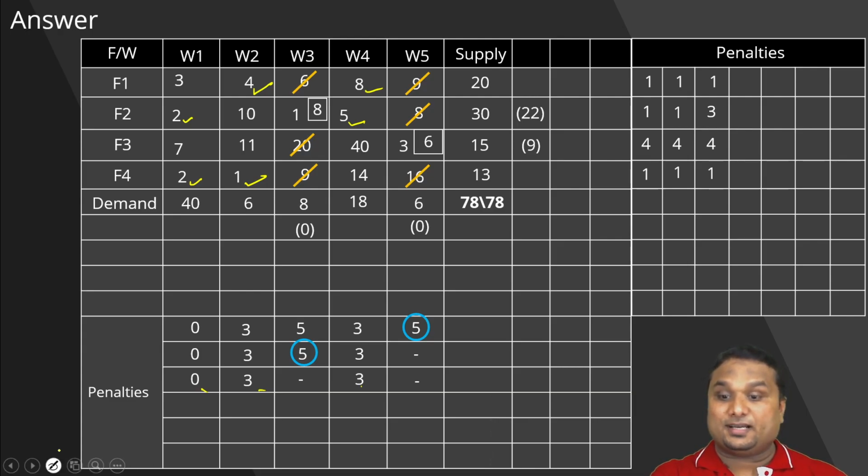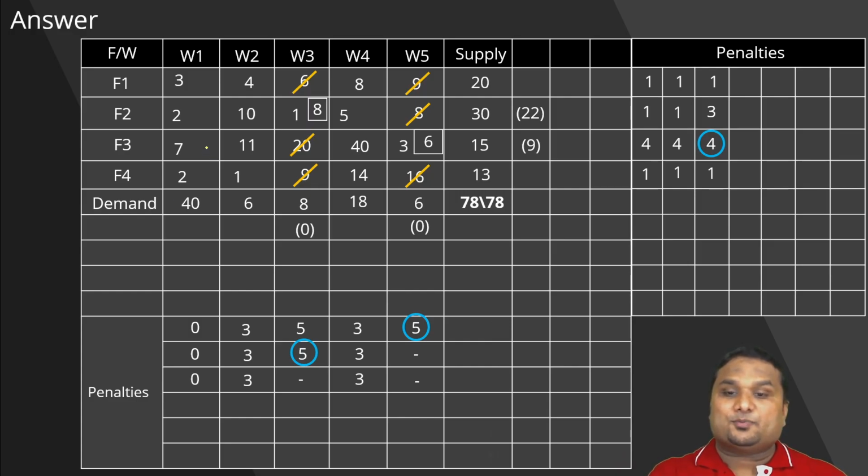So which is the more dangerous scenario? The more dangerous scenario is over here. The meaning is, if you are not able to transport at 7 rupees, then you have to transport at 11 rupees. So it is better to transport at 7 rupees. That is the meaning. Okay. Now this 4 which we selected, because this is the highest penalty which we selected.